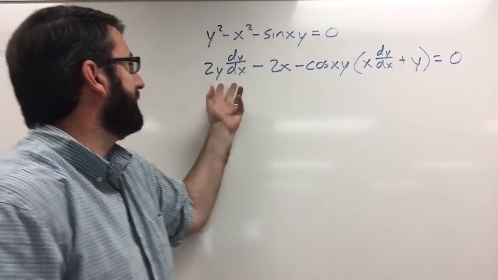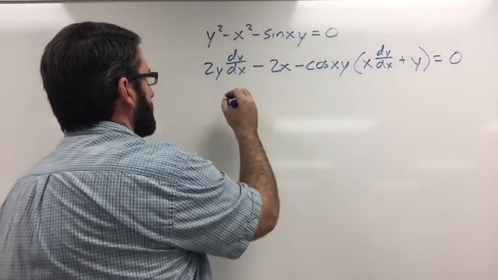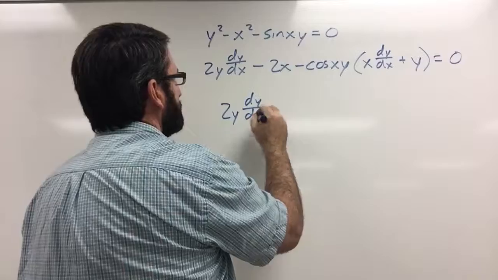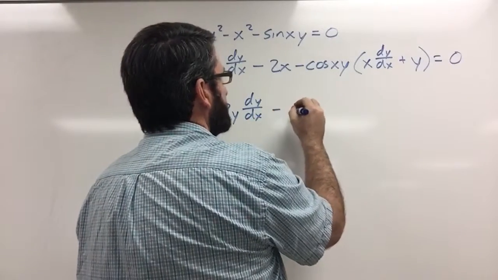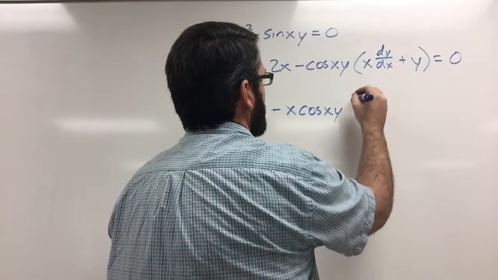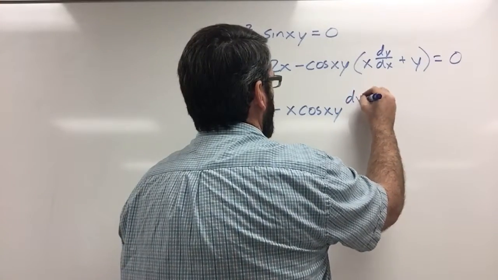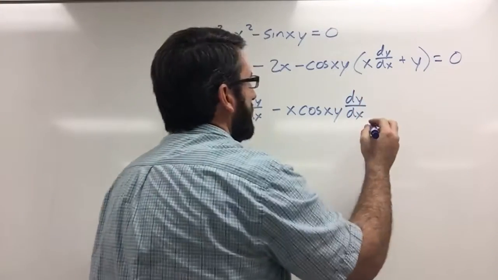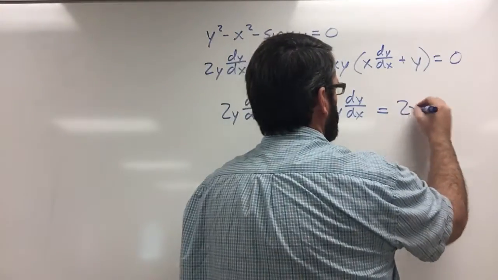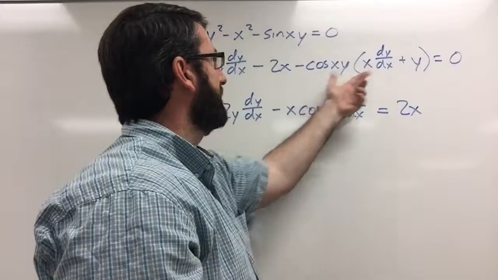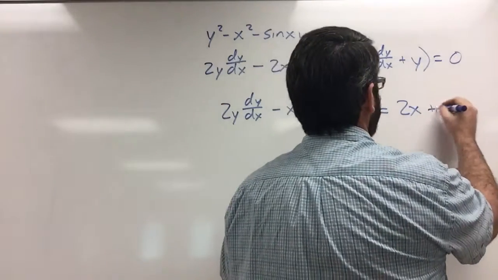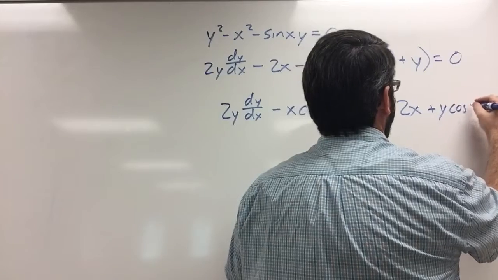All right, now let's get our dy/dx terms together. It's going to be 2y dy/dx minus x cosine xy times dy/dx. And that's going to be equal to, if we move that 2x over, let's move this negative y cosine xy over. So it's going to be positive y cosine xy.